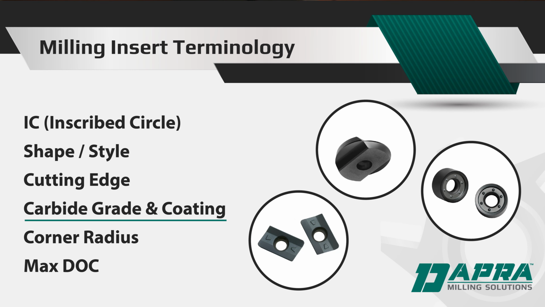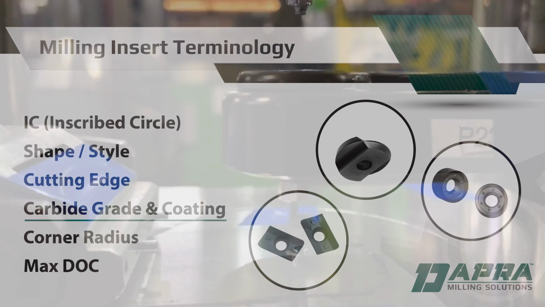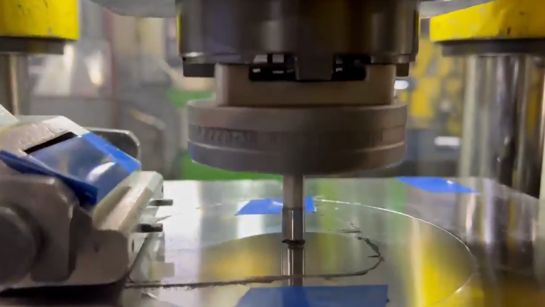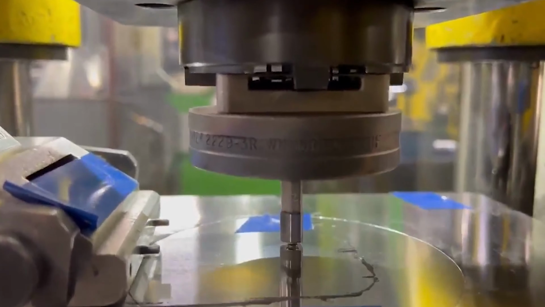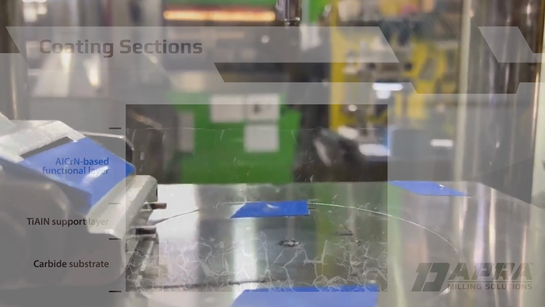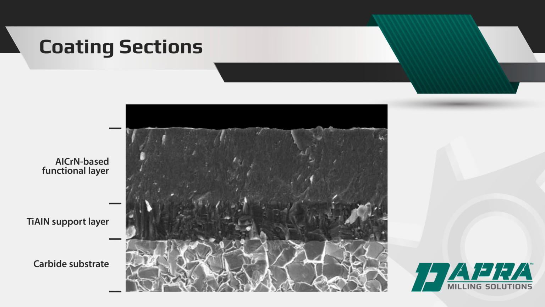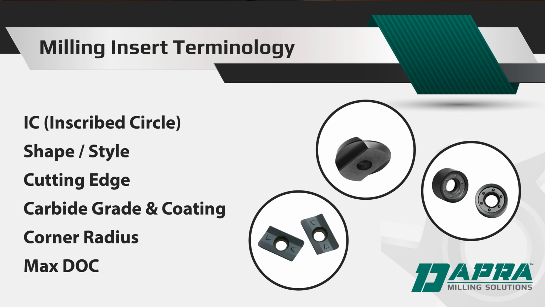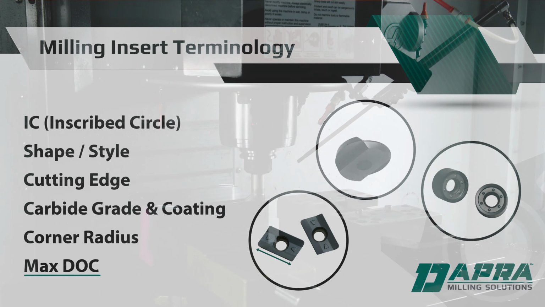The carbide grade describes the base carbide that is used to manufacture the insert. There are many variations of toughness and hardness in carbide, especially in carbide inserts. The coating is overlaid on top of the base carbide and provides various degrees of toughness and wear resistance. The corner radius references the corner that an insert might have that is generated by the insert into the workpiece. The max depth of cut is an advised maximum axial depth of cut that an insert should be run at for each pass of the milling operation.